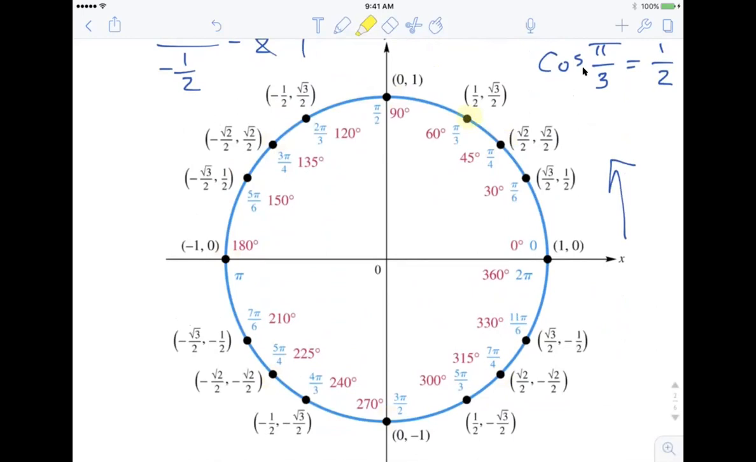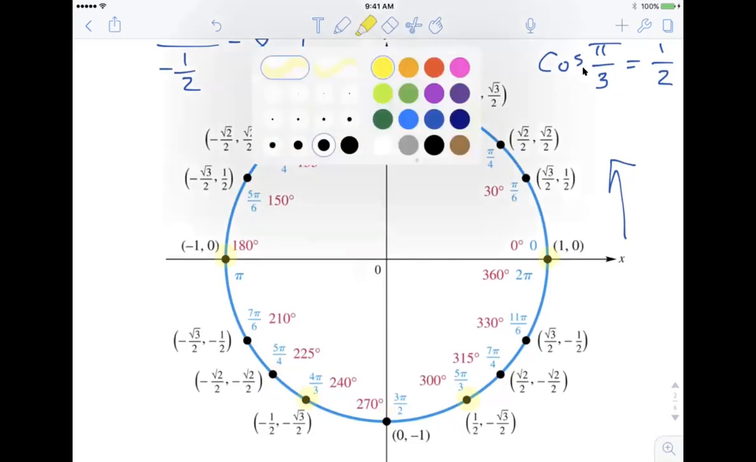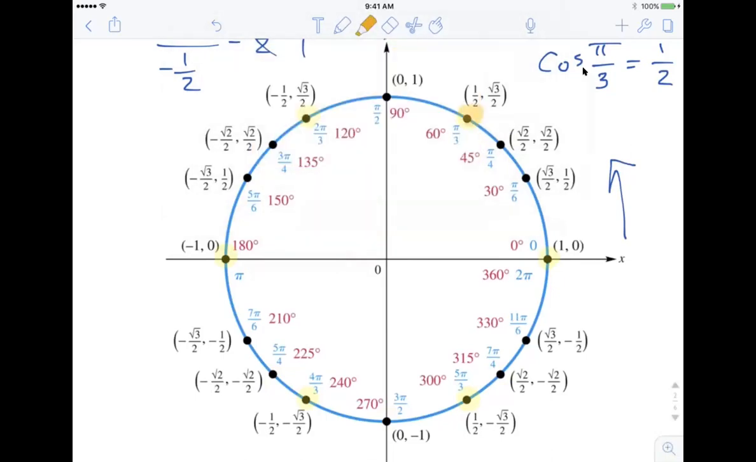1, 2, 3, 4, 5, 6. There's 6 pi over 3s, which reduces to 2 pi, so that makes sense. We did one full revolution, right? Okay, so there's 6 of them. 7, 8, 9, 10, 11, 12. One more. Woo. 13. So I'm right there. Okay. So I'm just counting out 13 pi over 3s.